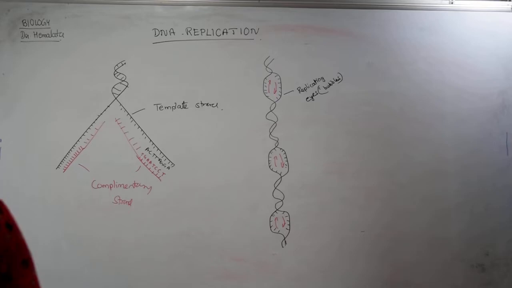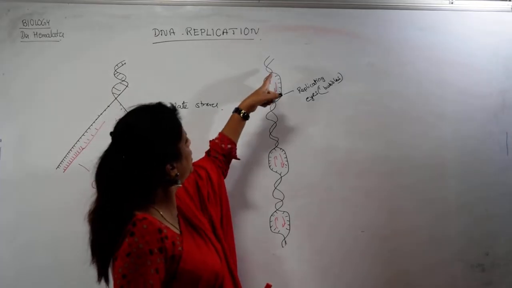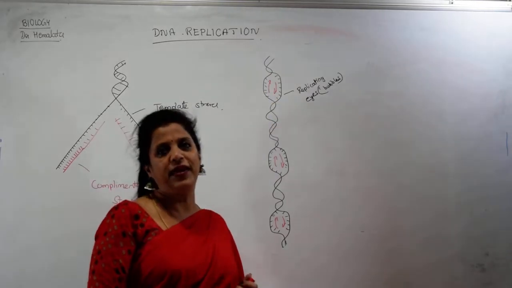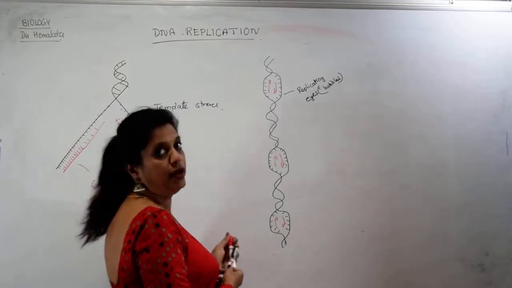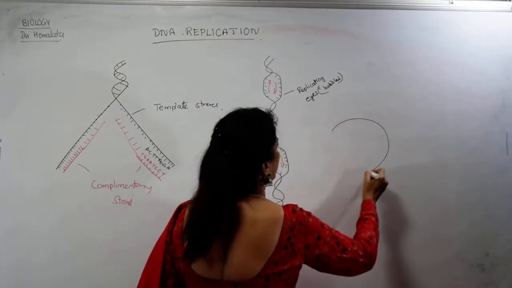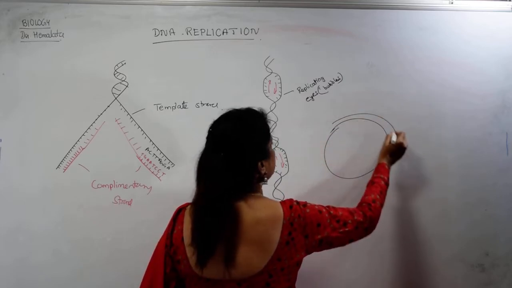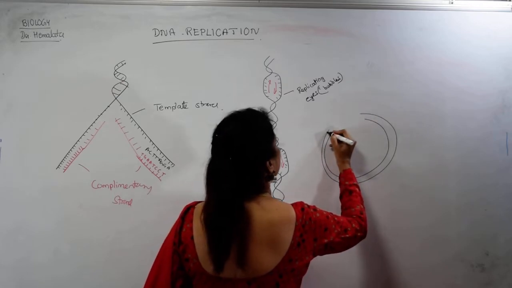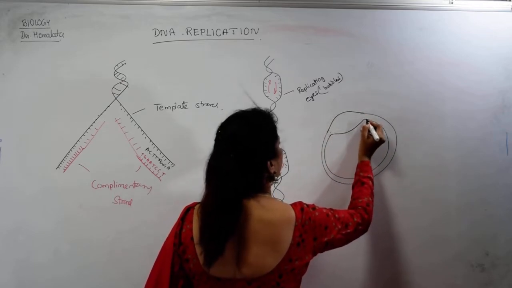So you can observe, one replication is happening in the upward direction, one in the downward direction. It happens in a bidirectional way. But if you think of the bacteria, imagine the bacterial DNA is circular, a double-strand DNA, like this. How will it open up? It will open up in between like this, forming replicating bubbles.